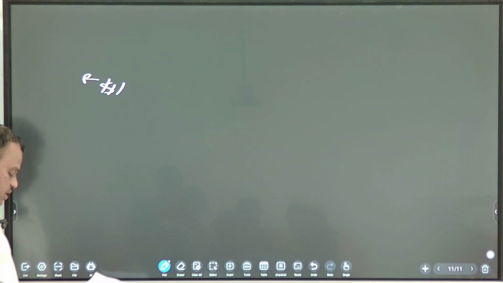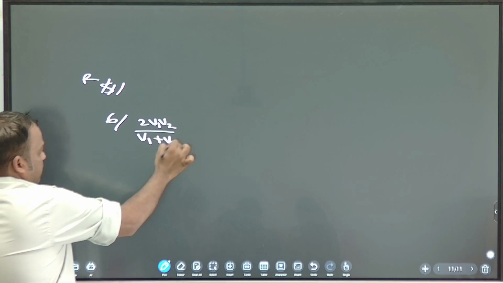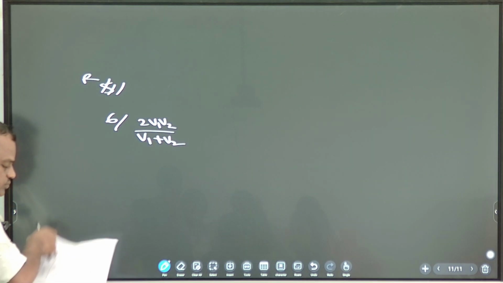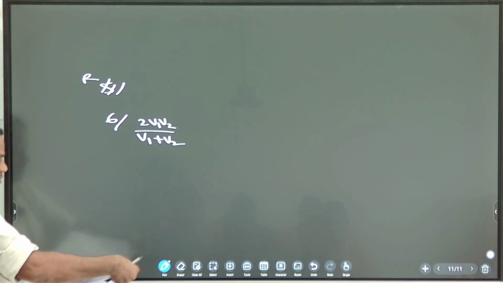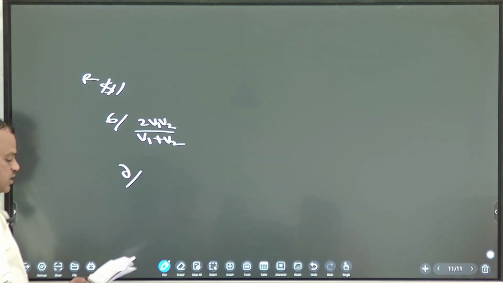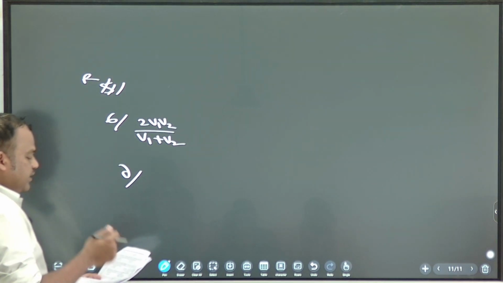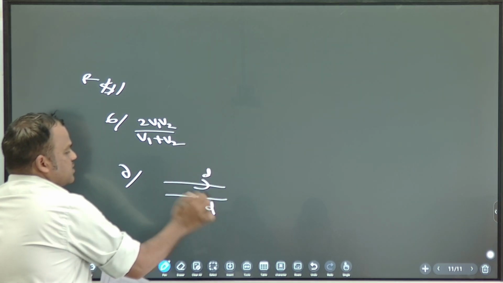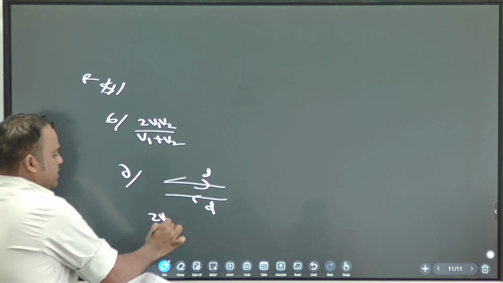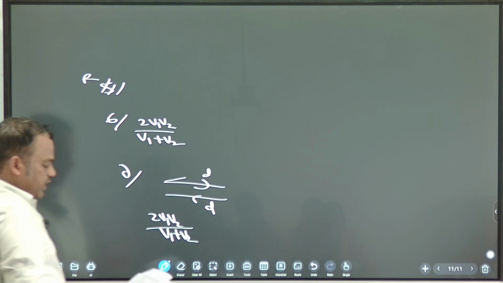Person travels half distance with V1, remaining half with V2. Direct formula: 2V1V2 by V1 plus V2, when distance is half. Seventh, car travels A to B with 20, returns with 30. Again same formula. Going time distance D, coming time distance D. So half, half. So same formula 2V1V2 by V1 plus V2. Use it.